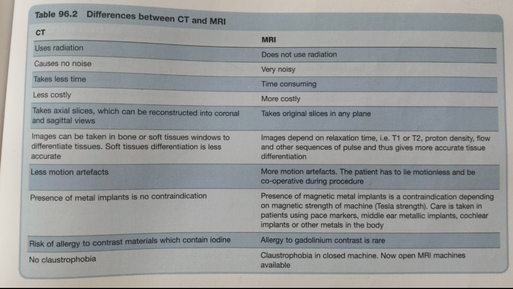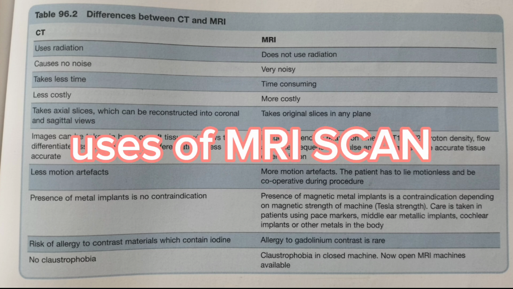Now, what are the uses of MRI scan? There is no radiation hazard, and axial, coronal, sagittal, oblique planes can be obtained easily. It is better done for soft tissues than CT scan. Tumor margins are better identified in MRI.